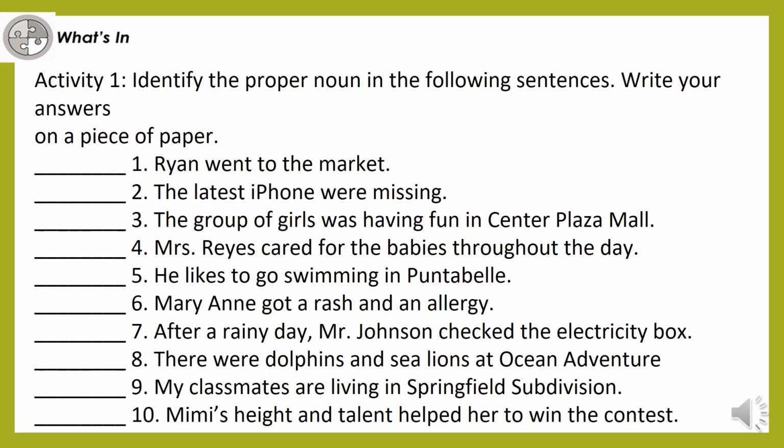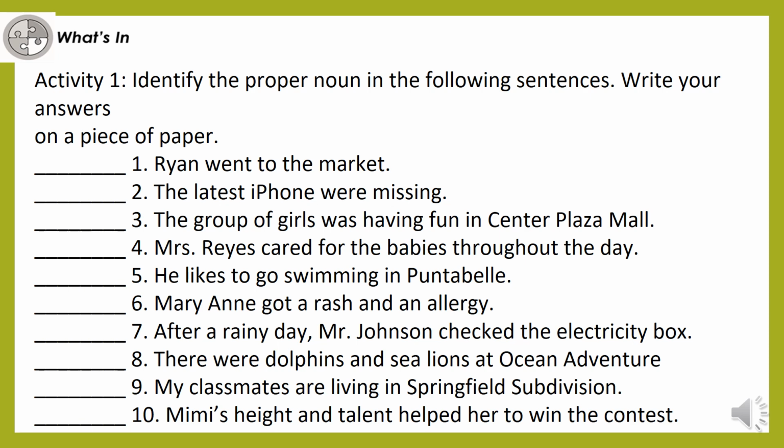1. Ryan went to the market. 2. The latest iPhone were missing. 3. The group of girls was having fun in Center Plaza Mall. 4. Mrs. Reyes cared for the babies throughout the day. 5. He likes to go swimming in Punta Bell. 6. Mary Ann got a rash and an allergy.